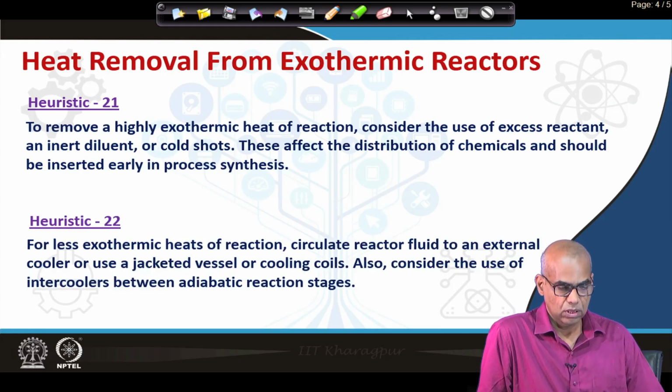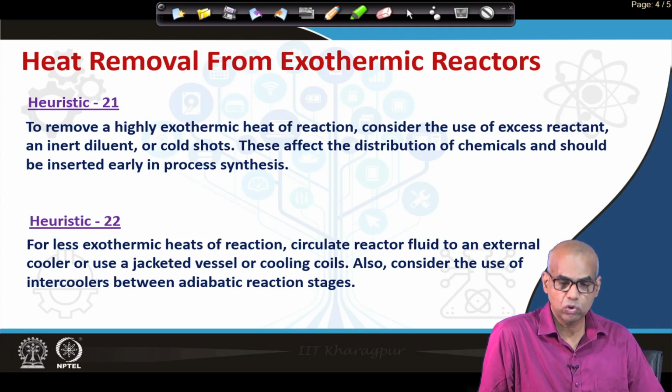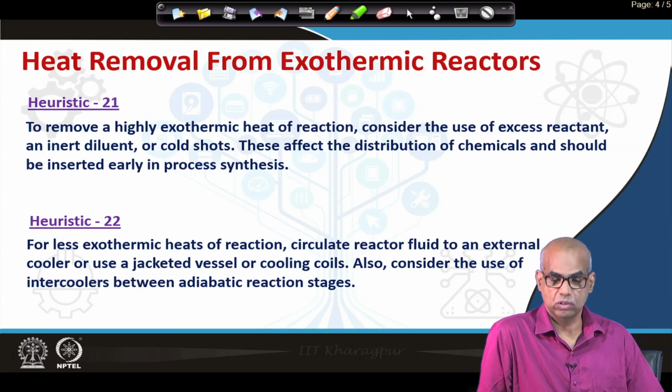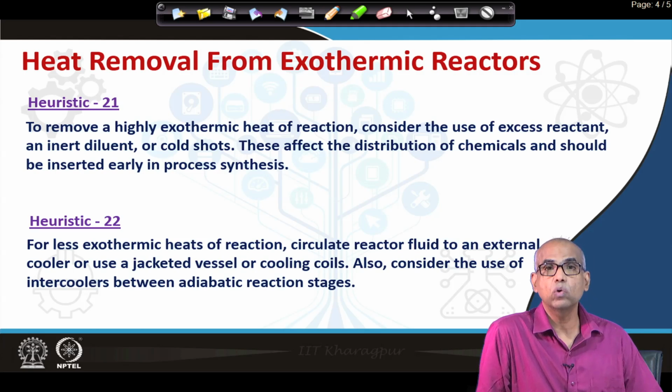Heuristic 22, for less exothermic heat of reaction, circulate reactor fluid to an external cooler or use a jacketed vessel or cooling coils. Also consider the use of intercoolers between adiabatic reaction stages. So, to remove highly exothermic heat of reaction, you consider use of excess reactant, we have discussed this earlier also, an inert diluent or cold shots. But when the exothermic heats are not too much, so for less exothermic heat of reaction, you can circulate reactor fluid to an external cooler or use a jacketed vessel or cooling coils.